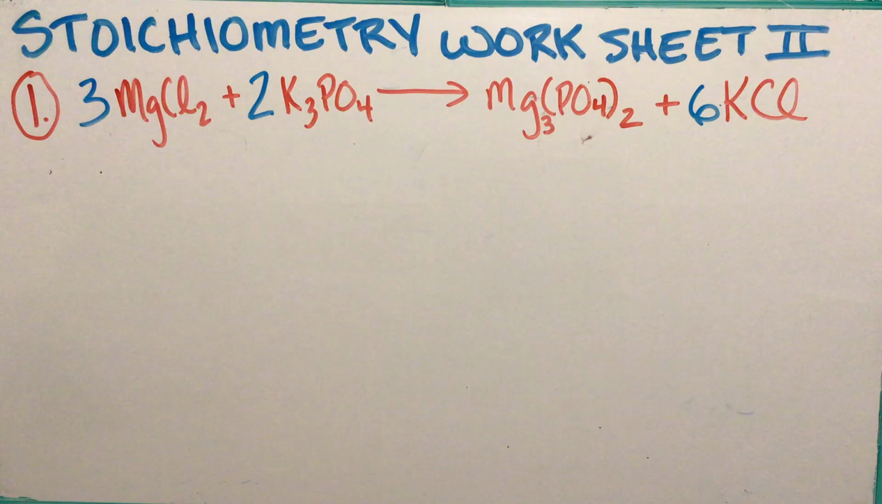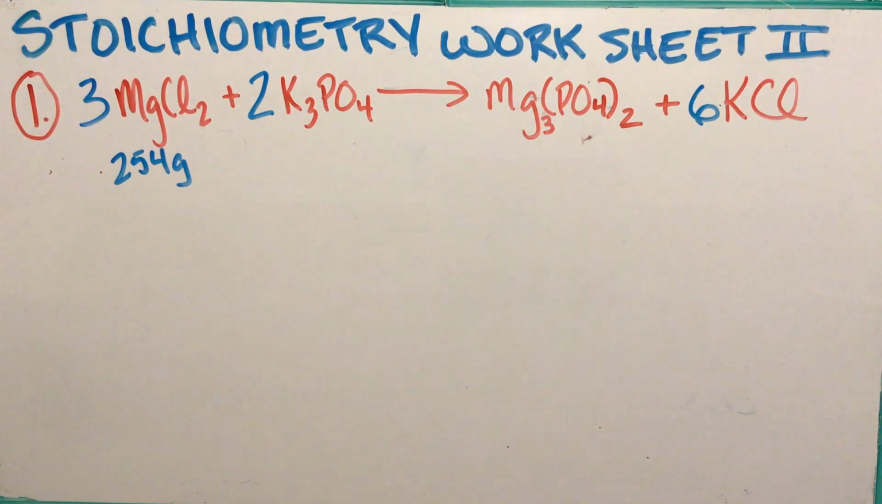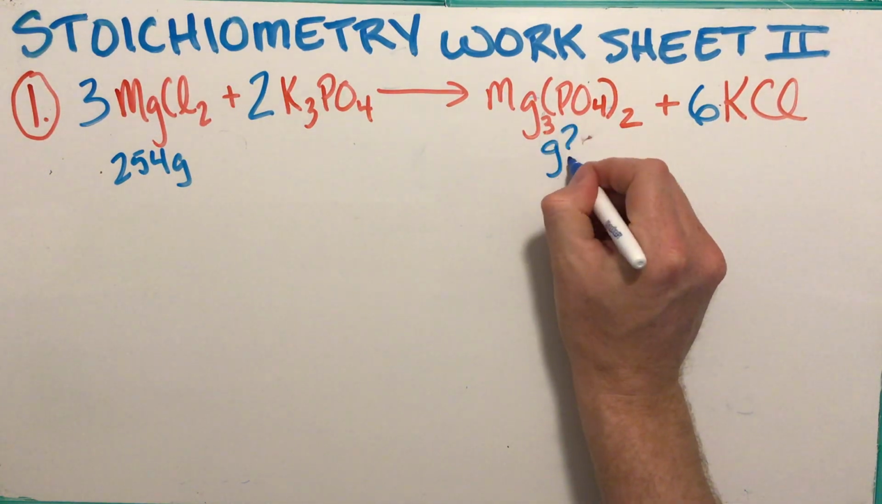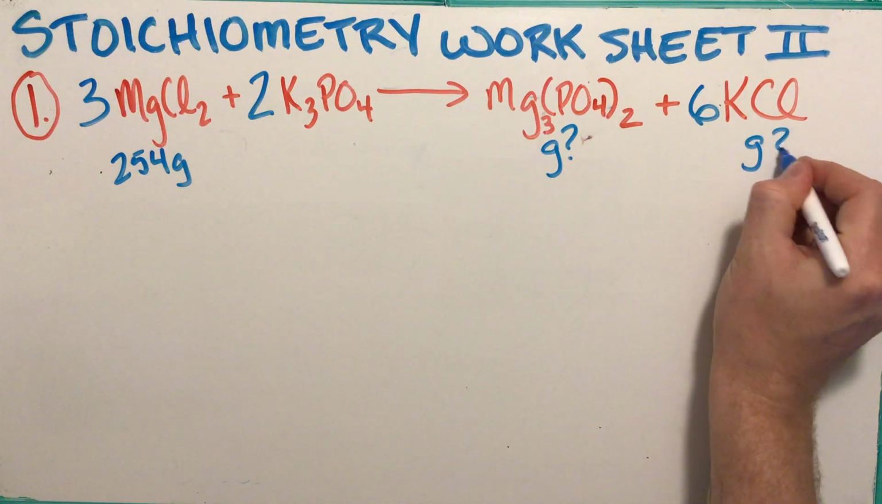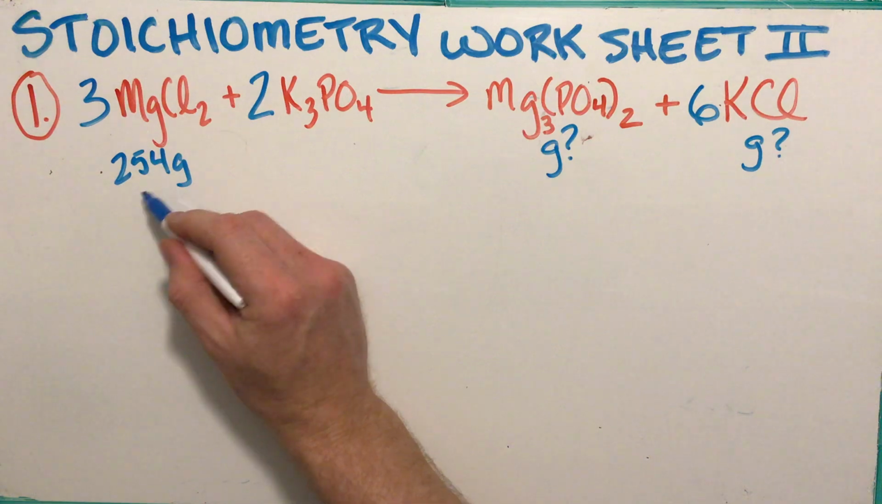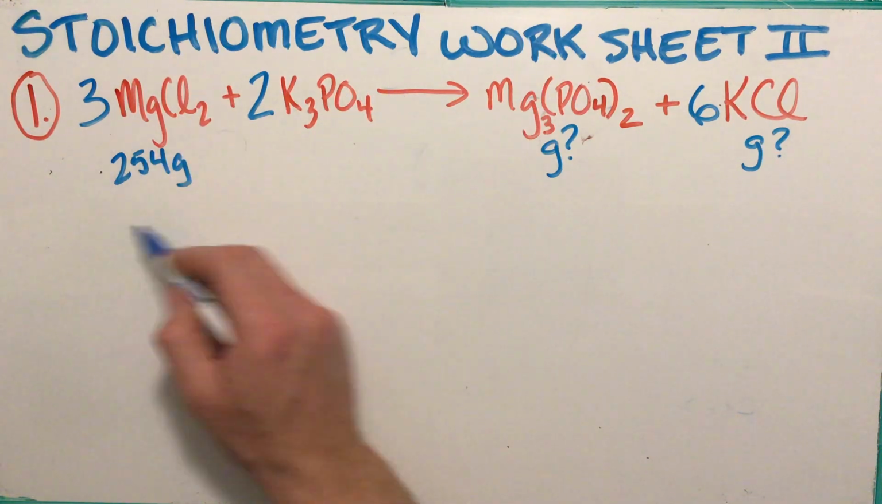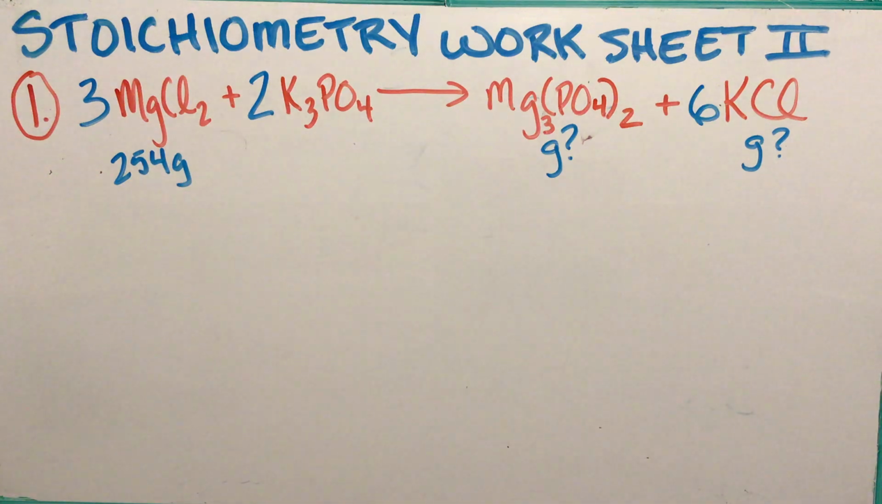What they gave us was 254 grams of this. And the question asked, determine the masses of the products. So we have to find the mass of both products. So basically what this is saying is, hey, we've got 254 grams of this, we've got a whole bunch of this, and when this runs out, we've used up all of that. How much of this is going to be made?